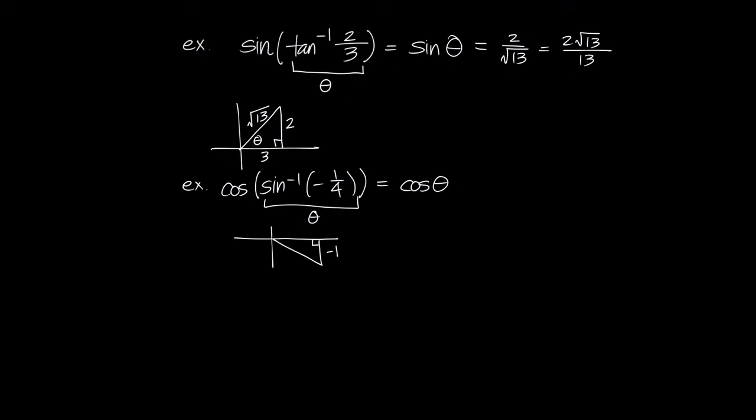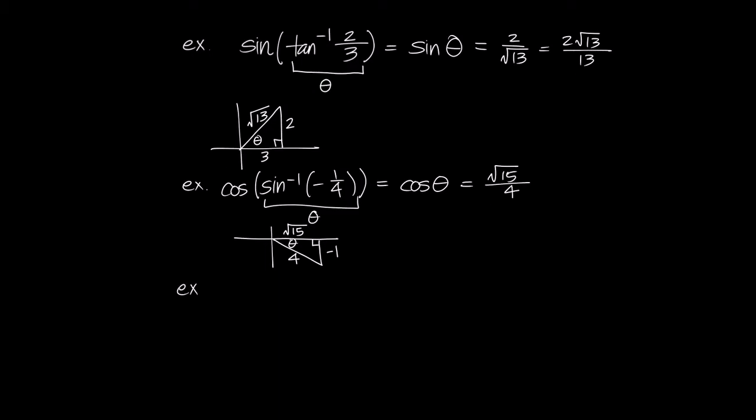Sine is opposite over hypotenuse, so we'll put the negative 1 at the y length, and we'll put 4 where the hypotenuse is. We'll use the Pythagorean theorem to find that this missing side is root 15. So this picture here represents theta, and when we look at that, we know that cosine of theta is going to be root 15 over 4.